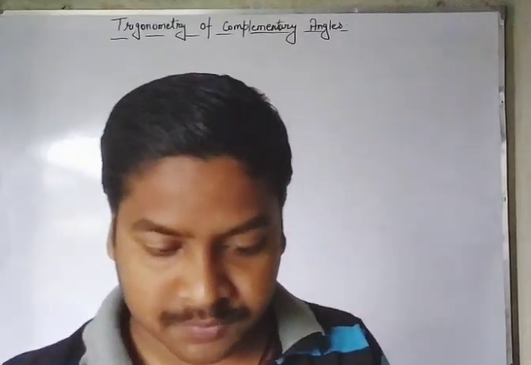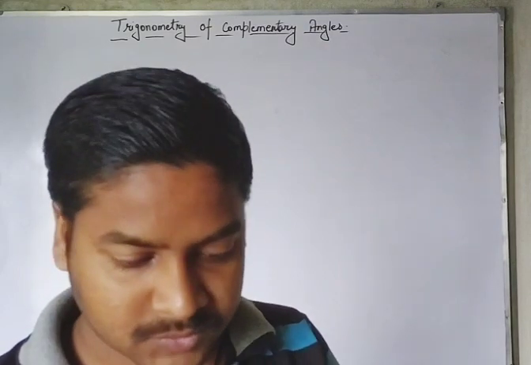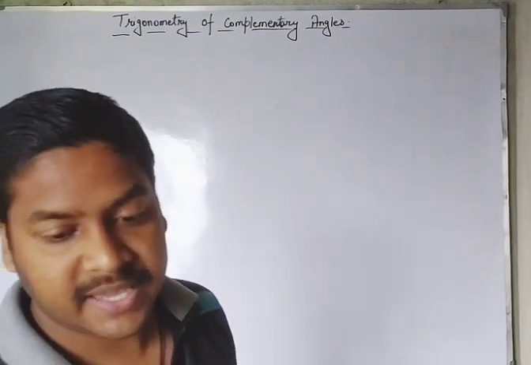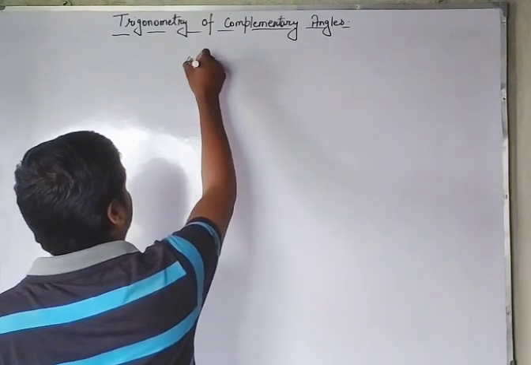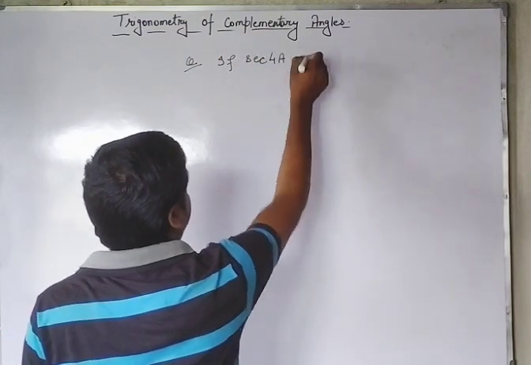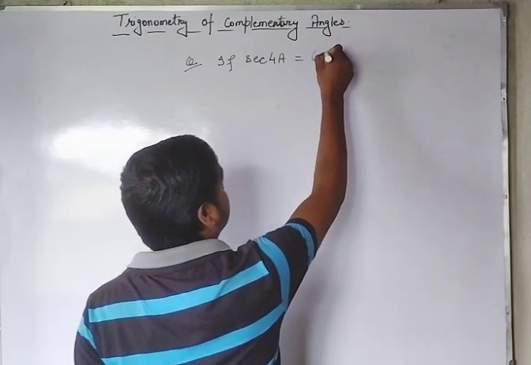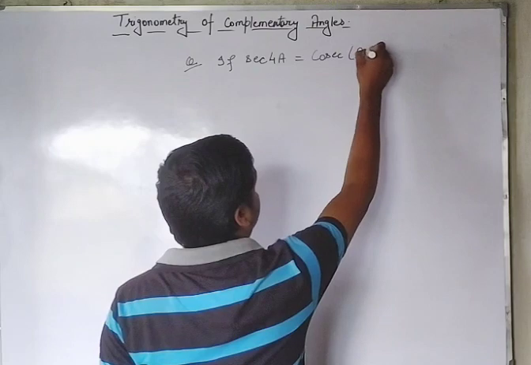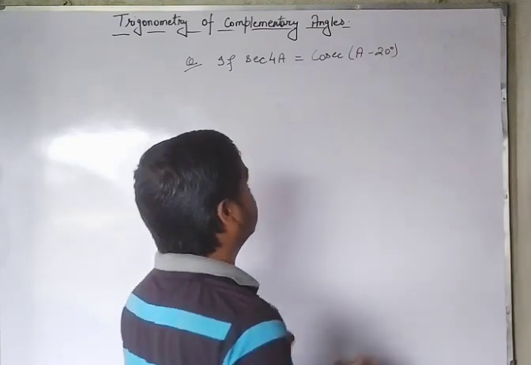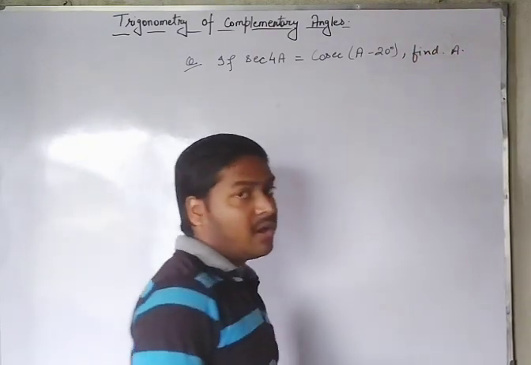The question is, okay, two types of question I will explain. Here one question is: if sec 4A is equal to cosec A minus 20 degree, then find A. How will we find?